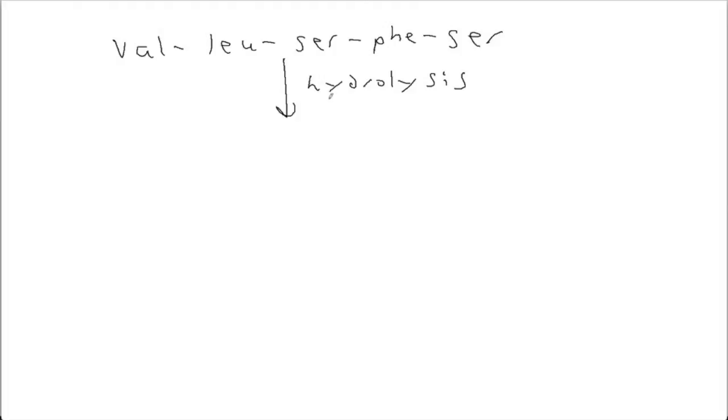Complete hydrolysis, total hydrolysis. Individual amino acids? Yeah. Can you be more specific? What exactly would we get? Free valine, free leucine, free serine, free phenylalanine, and free serine. So free serine subscript 2? That's right. You would get twice as much serine as the other amino acids.